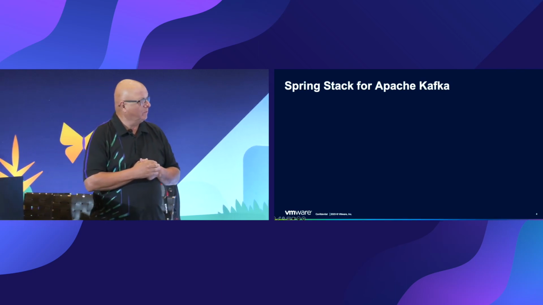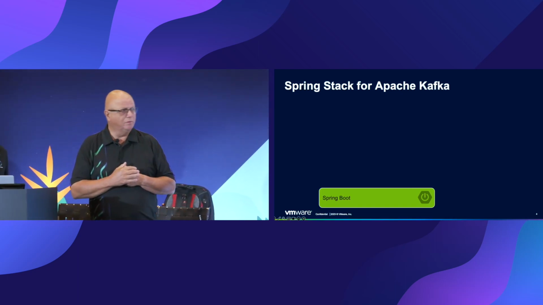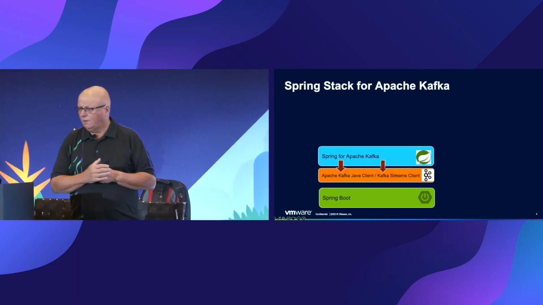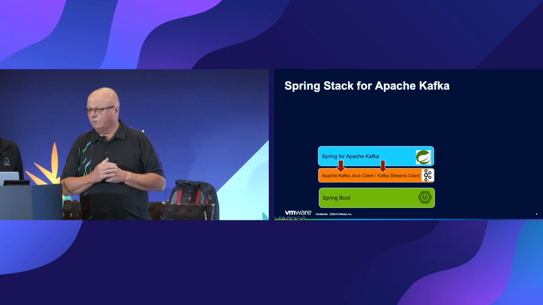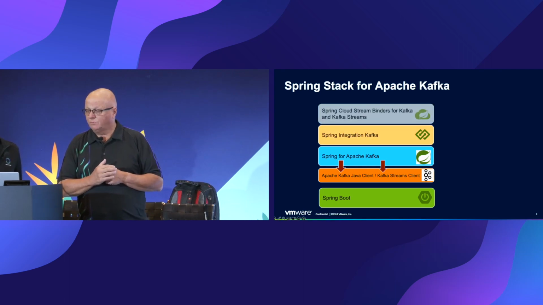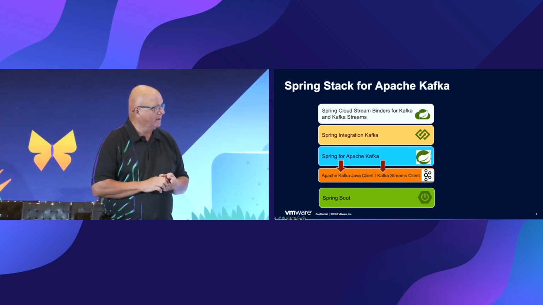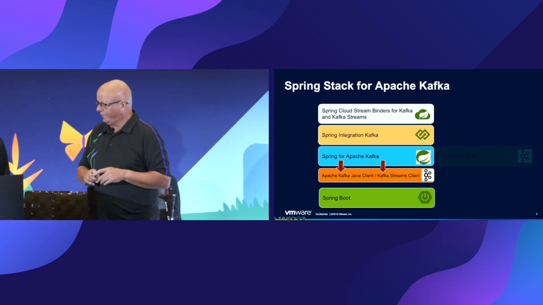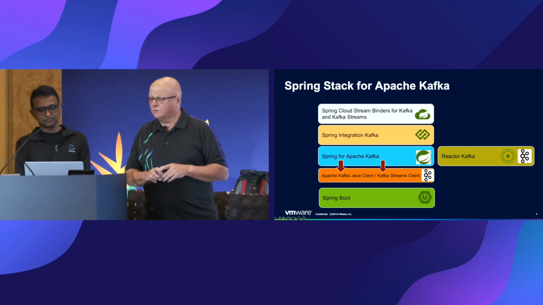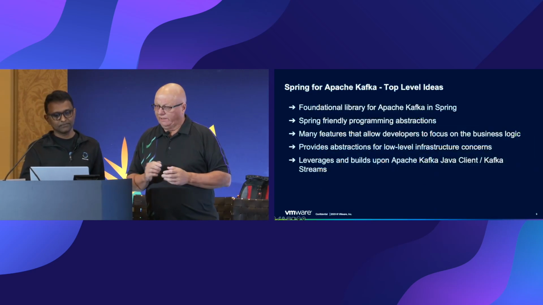So what's involved in the stack? Right at the bottom, of course, you don't have to use Spring Boot, but most people use Spring Boot. Then we have the Apache Kafka Java client, also the Kafka Streams client. Then Spring for Apache Kafka is our first level of abstraction, and we'll talk about that in a bit more detail. We have a layer in Spring Integration, and sitting on top of that is the Spring Cloud Stream binders. And then we'll talk a little bit about the Reactor Kafka project, and it has a binder.